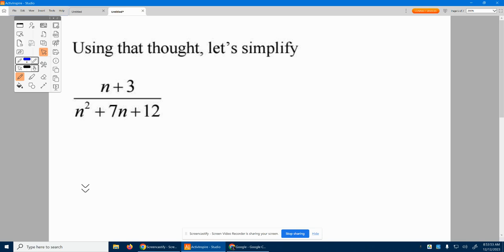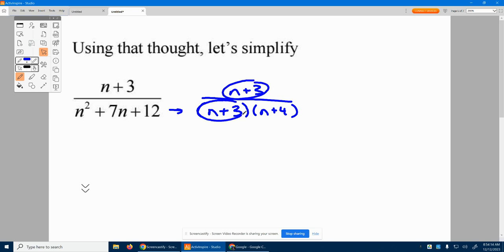Now, using that thought, let's simplify this. We have n plus 3 over n squared plus 7n plus 12. Well, up top I have n plus 3. This bottom doesn't have an n plus 3, or does it? Because if we factor this, we'll notice it's an n plus 3 times an n plus 4, all over an n plus 3. This number and this number are the same, and then it's just that times that number. So these cross out. So I'm left with 1 over n plus 4.